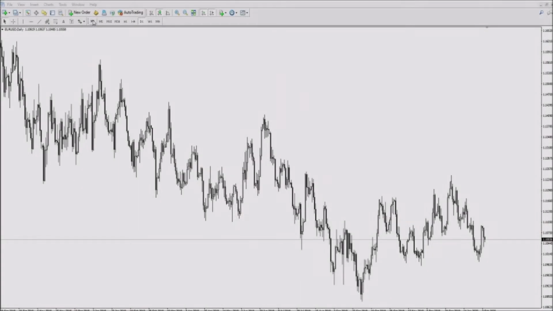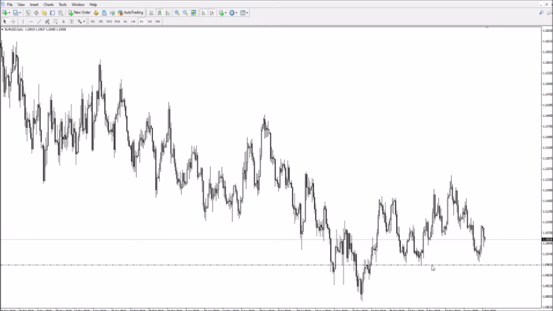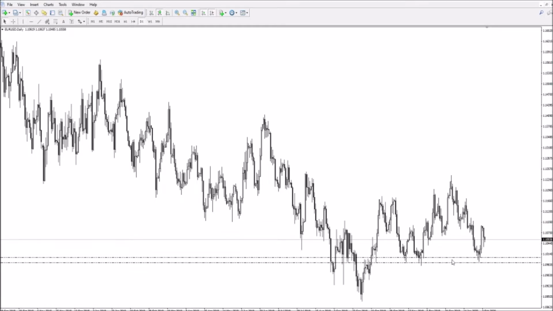Okay, let's start off with Euro Dollar. The level we were watching last week was here. We were looking and expecting a bounce from here up into these lows, which we got, which went to plan nicely.